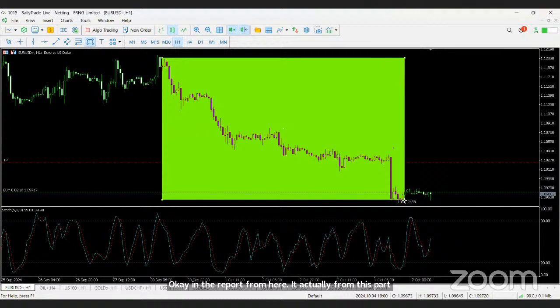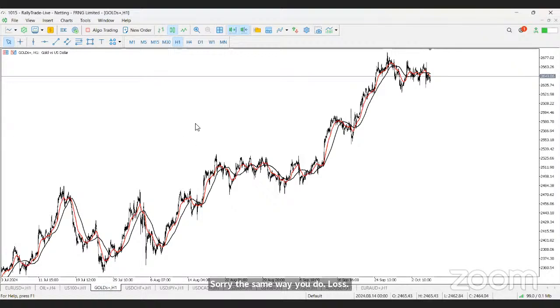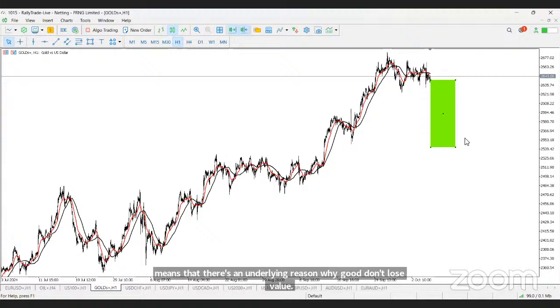We lost value up to this level. Now we are expected to see gold losing value the same way the euro lost value. We're expected to see a corresponding way that gold will lose value. So gold is supposed to also lose value up to this level. But unfortunately, gold did not lose that value. So there's an underlying reason why gold does not lose value, which means that people are not dumping their gold for dollar.